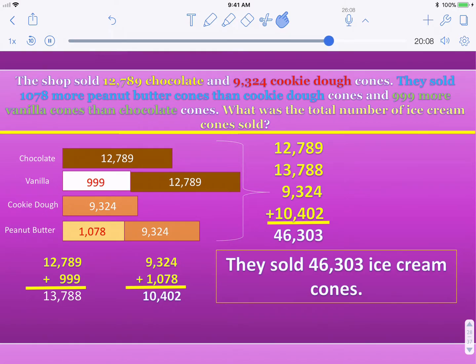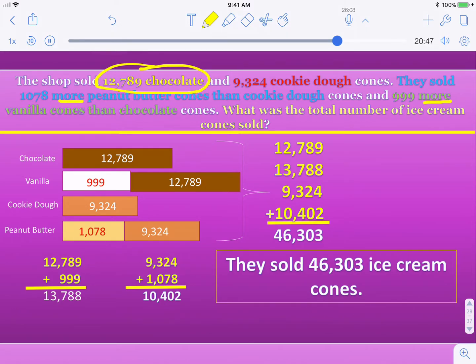I highlighted my important information. 12,789 chocolate, 9,324 cookie dough, 1,078 more peanut butter cones than cookie dough, 999 more vanilla cones than chocolate cones. What was the total number of ice cream cones sold? So we know the total of chocolate cones. We were able to make our bar exactly 12,789.